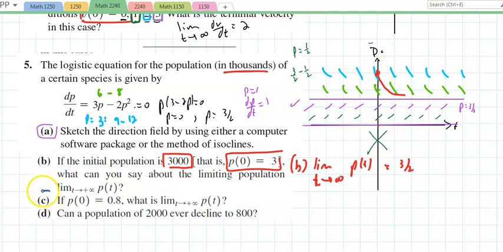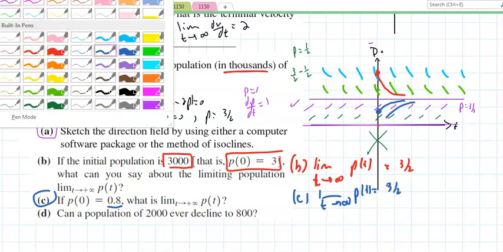In part C, P of 0 equals 0.8. 0.8 is about right there. What do you think is going to happen in part C? What is the limit as t approaches infinity of P of t? Well, isn't that going to level off next to that equilibrium? That's also 3/2.